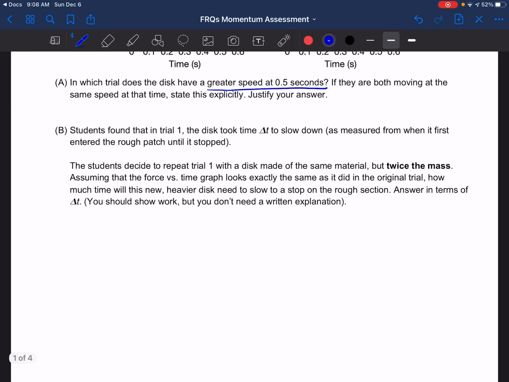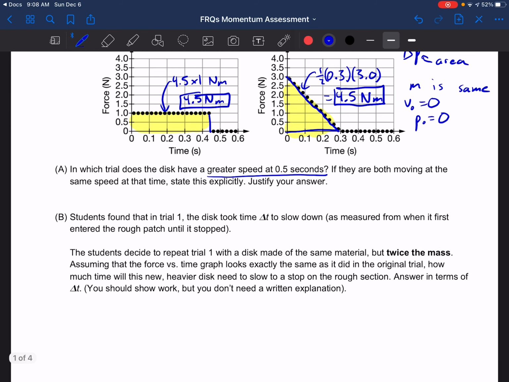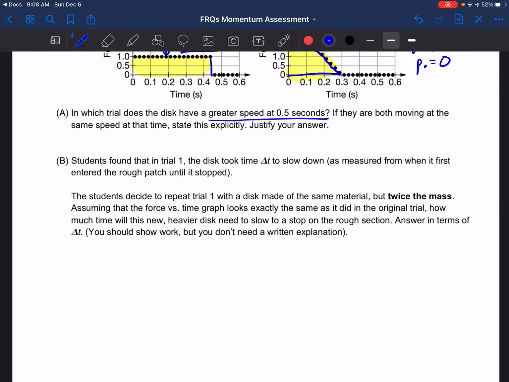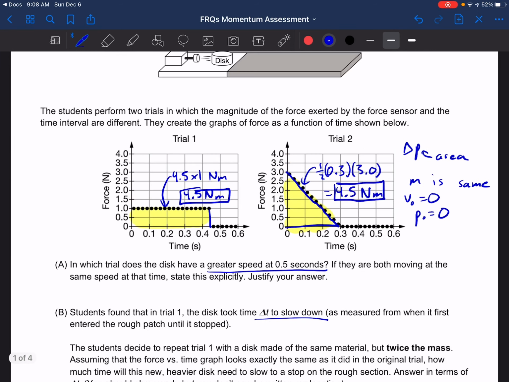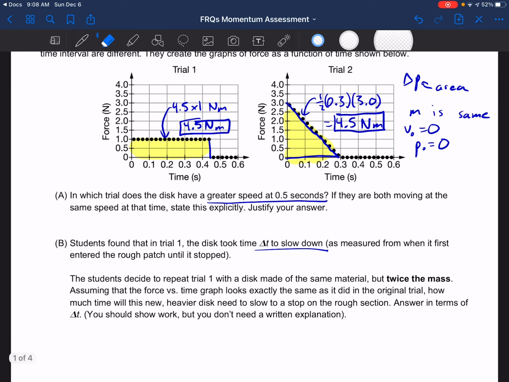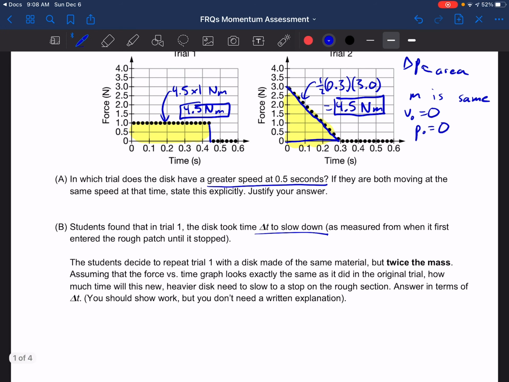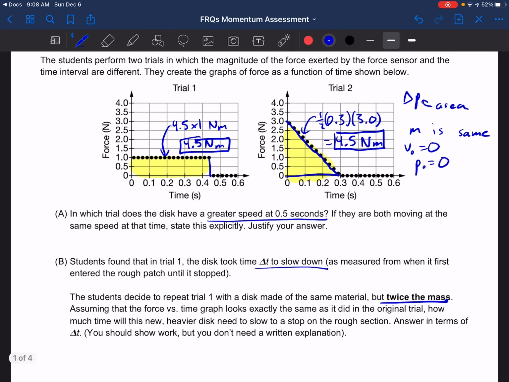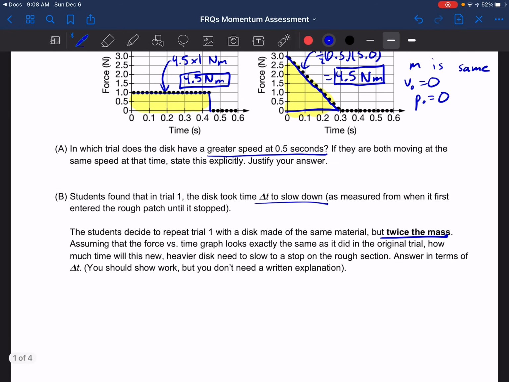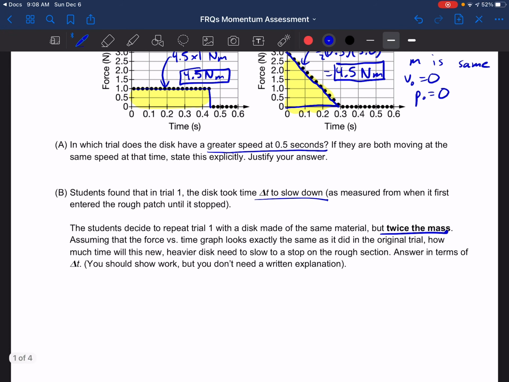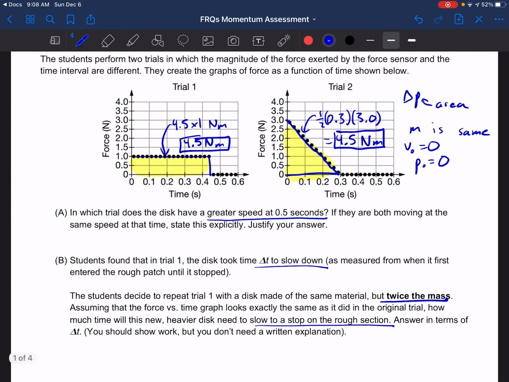Okay, students found that in trial 1, the disk took time delta t to slow down. So this one is trial 1. And now they're asking, if the students repeat this, but with the disk made of the same material but twice the mass, and the force applied looks the same, so the graph is the same, how much time will the new heavier disk need to slow to a stop on the rough section?